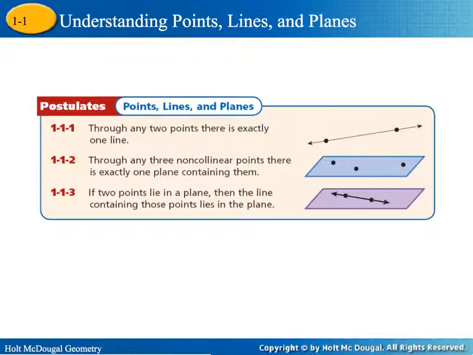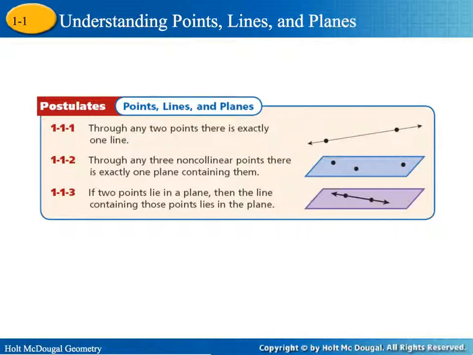So the first one is 1-1-1. Through any 2 points, there is exactly one line. So if you think about this, draw 2 points on your paper and use your pencil to connect them. There is no other way your pencil can lie on your paper, except for one way. And that one way is the line that connects your 2 dots.